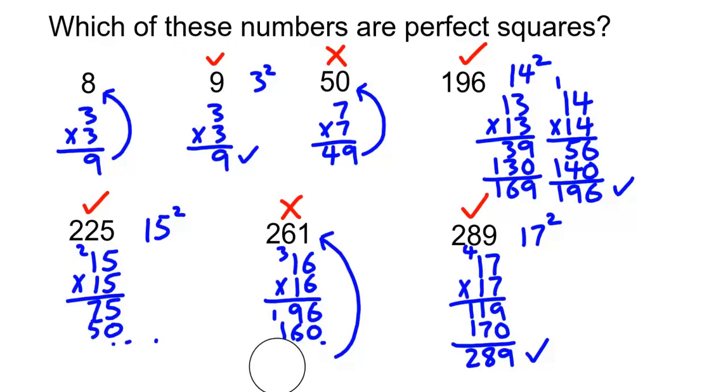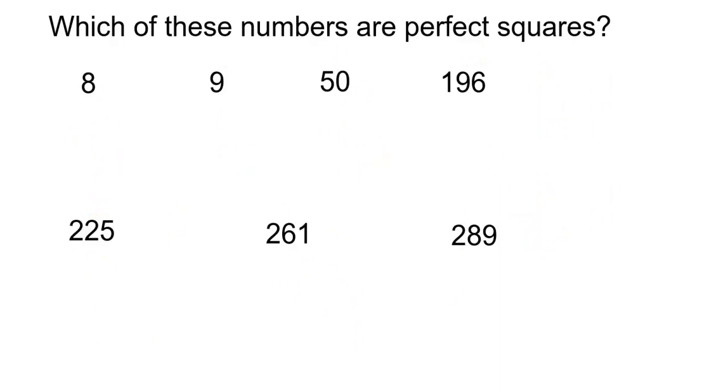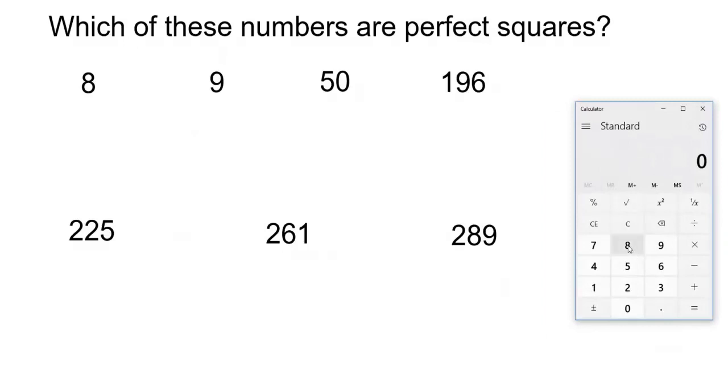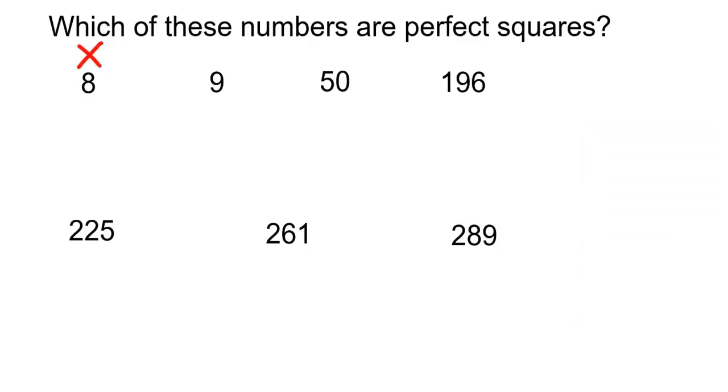Now we'll try this one more time. This time we'll assume we do have a calculator. So if you have a calculator, you type the number into your calculator and then you push the square root sign. So 8 square root. And if you don't get a whole number, it is not a perfect square. So 2.82 is not a perfect square.